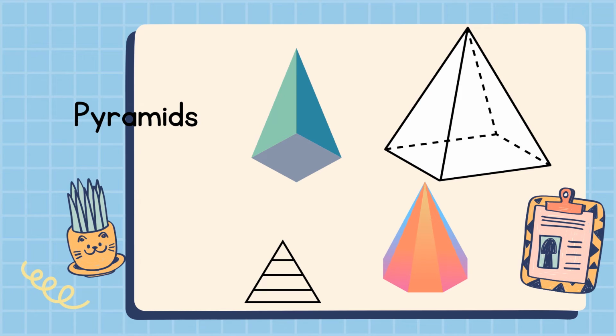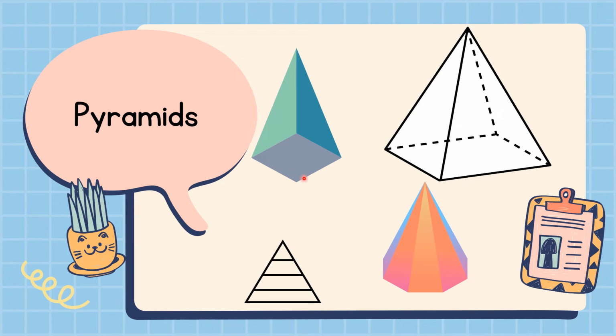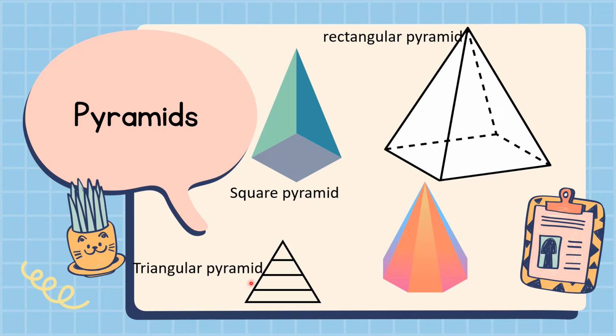Next, I have different kinds of pyramids. This one has a square base, so this is a square pyramid. You can see the faces are triangles. This one is a rectangular pyramid because the base is a rectangle. This is a triangular pyramid. It's hard to see the back. And this one is an octagonal pyramid, so the octagon is the base.